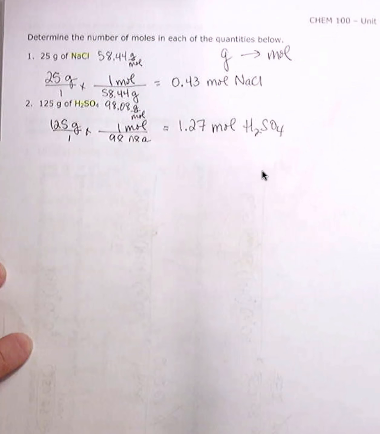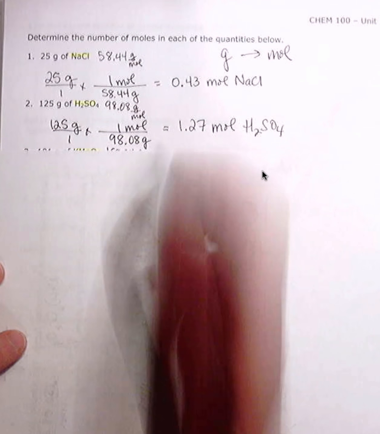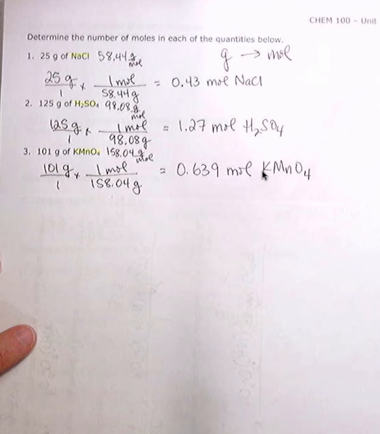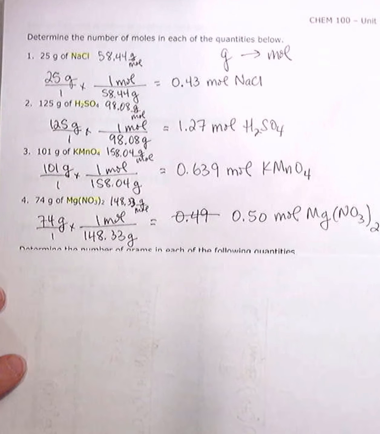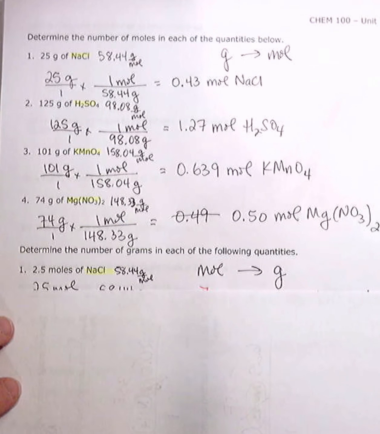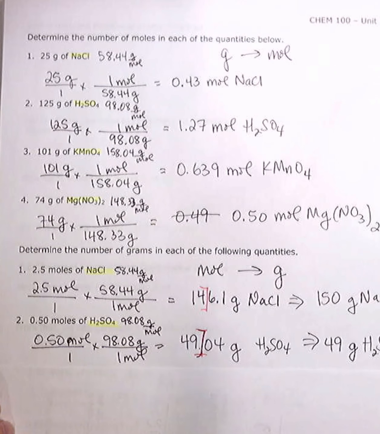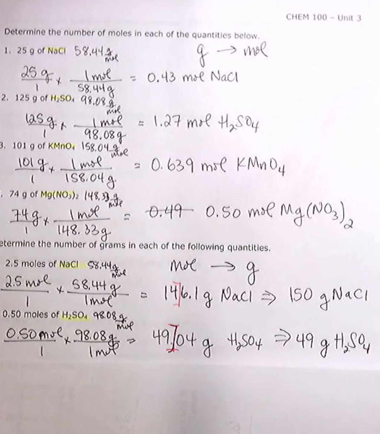Okay, so for number 2, you're going to divide 125 by 98.08 and you get 1.27 moles, 3 sig figs there. Number 3, you get 0.639 moles of potassium permanganate. Number 4, you get 0.50 moles of magnesium nitrate. Number 1, we went over. Number 2, you get 49 grams of sulfuric acid.